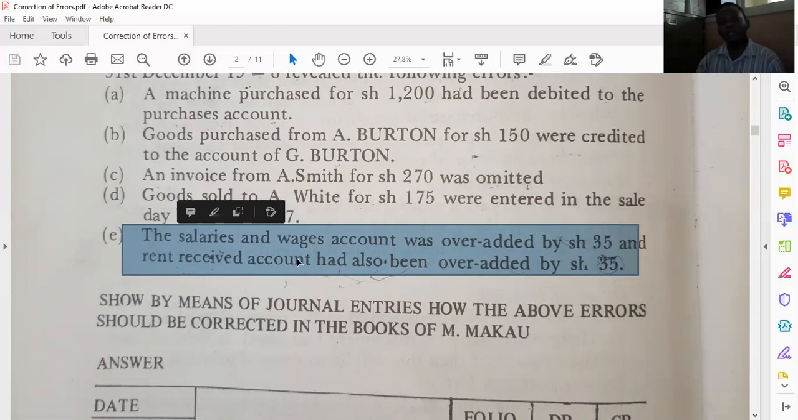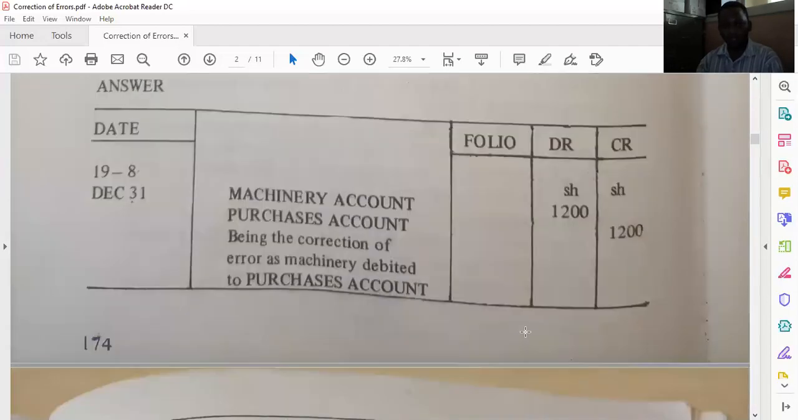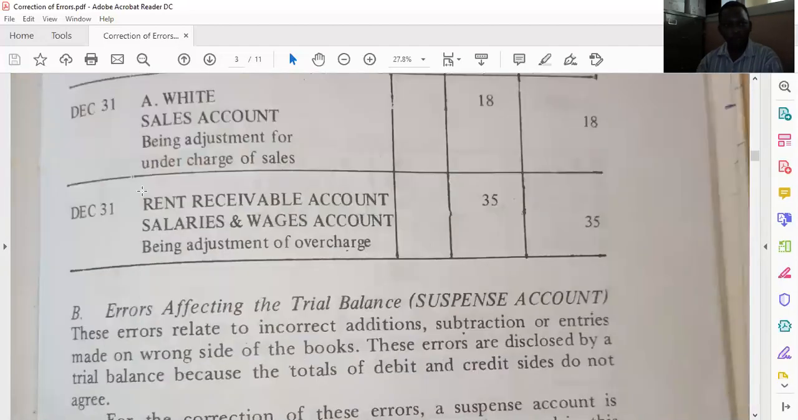So to reverse this, we need to credit the salaries and wages account by 35, and the rent received account was over-credited by 35 shillings. So to reverse this, we debit the rent received account by 35 shillings. Therefore, to correct for this error, we credit salaries and wages account by 35 and debit rent received account by 35 shillings, as shown here.